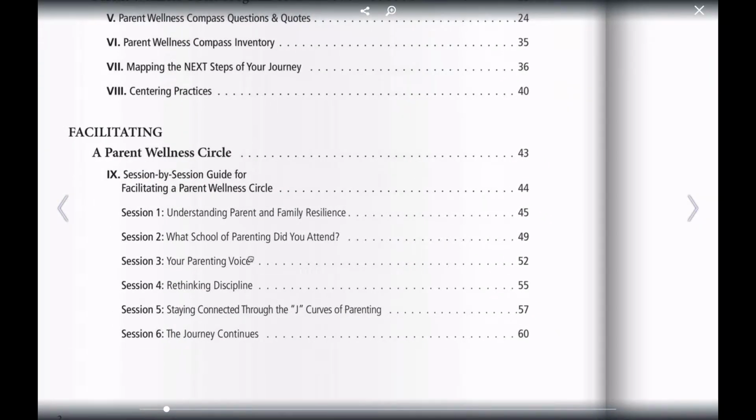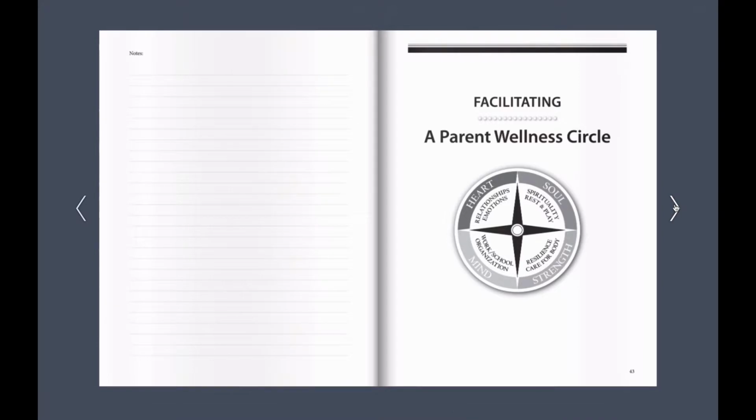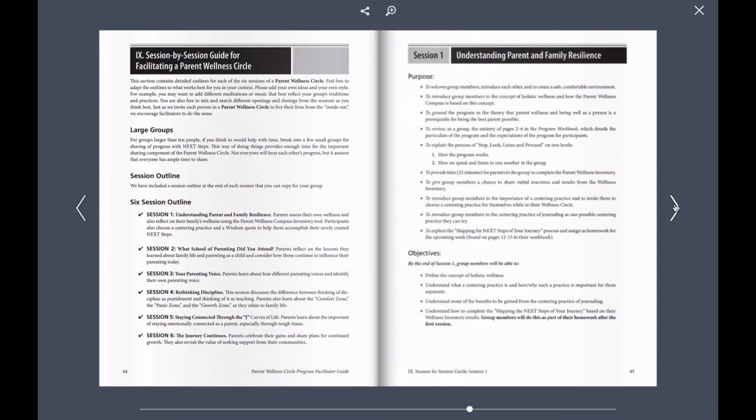And then, as you may remember, in the back of the book, starting on page 43 and then really on 44, is the individual session-by-session guide for how to facilitate each of the sessions of the Parent Wellness Circle program. So now I'm going to turn to the back and take a closer look at how to facilitate session one as it is outlined in this facilitator guide. On page 43, in the second half of the facilitator guide, is where this starts.